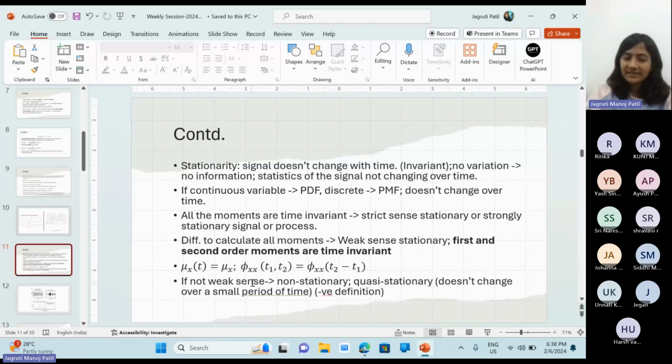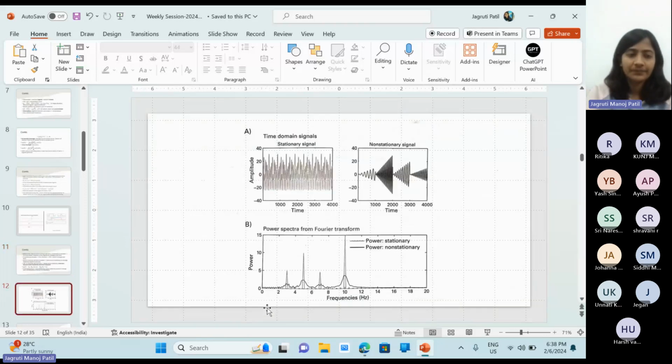If it's not weak sense, there is a term given by people who say that if there is a slight change over a smallest period of time, then I call it a quasi stationary process. It doesn't change over that entire small period of time, so we can look at a very small window, so that even though it's not that weak sense stationary, I can perhaps try and do some processing on it. So it's just the inverse of the stationary process.